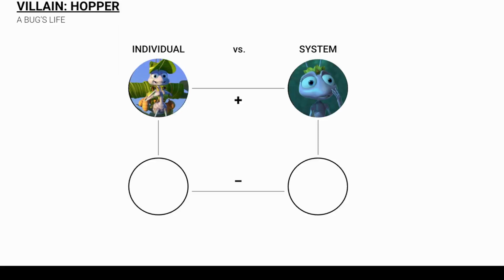The positive expression of the second value is the system, and this is portrayed in the character of Princess Ada, but it's really the ant colony altogether. But Princess Ada is the leader of the ant colony, and so she bears responsibility for it, and she is the one who bears pressure on Flick. No, fall in line, do what everyone else is doing, because that's what we do. We're ants. This is how we support each other. This is what our system is.